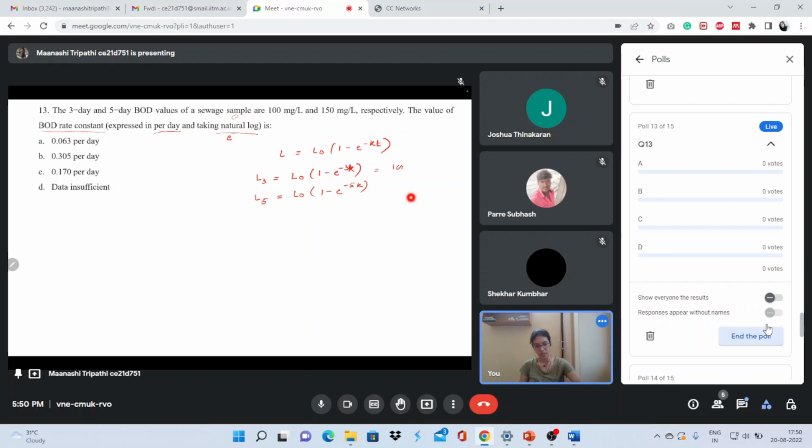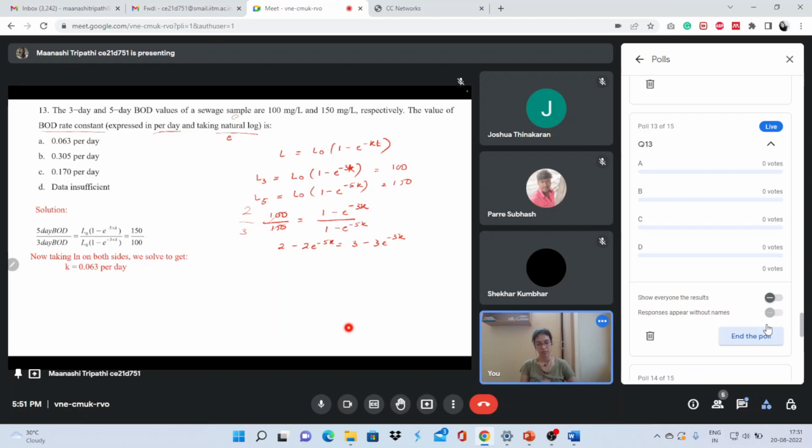This value is 100, the other is 150. Solving, 100 by 150 is equal to L naught cancels, fine, right? 1 minus e raised to the power minus 3k over 1 minus e raised to the power minus 5k. Solve this equation. Am I doing it right? This will give us 2 by 3, right? So you can see the answer. We will get the answer as 0.063 per day.